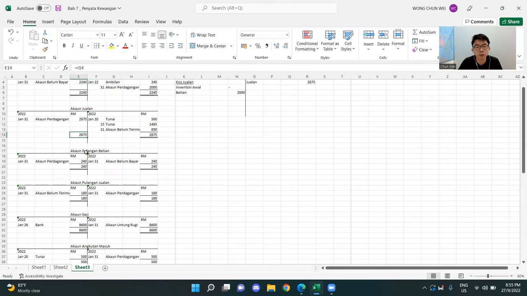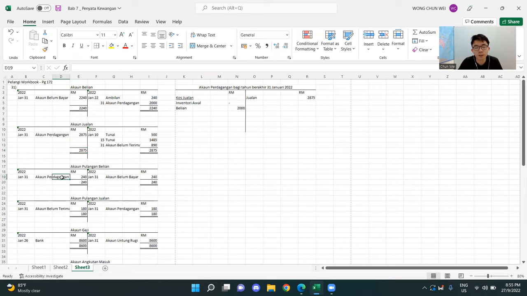Now look at this pulangan belian. You see the account perdagangan is in the debit side of your pulangan belian. So by right, we should put pulangan belian here. Not jualan lah, belian lah. Something like this, 240. But the problem is, if we put like that, then kita akan tambah. Why do you want to use jualan plus pulangan belian? That's why the pulangan belian has to be forced to come to here. So when you force from positive come to the other side, that's why it becomes a minus here. Pulangan belian. You see it?